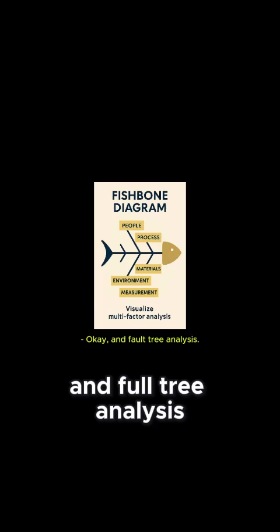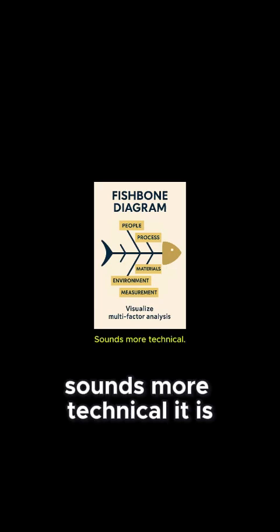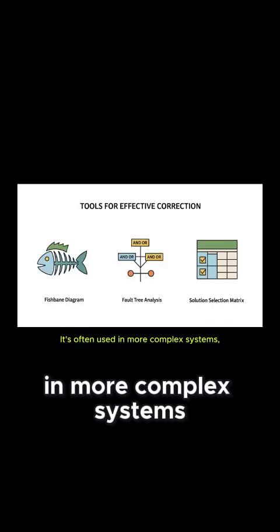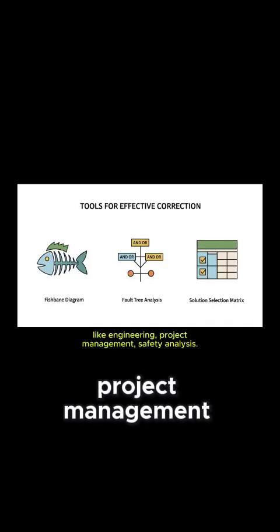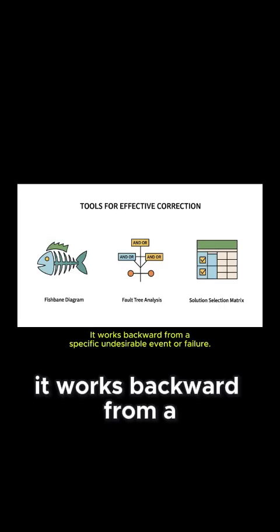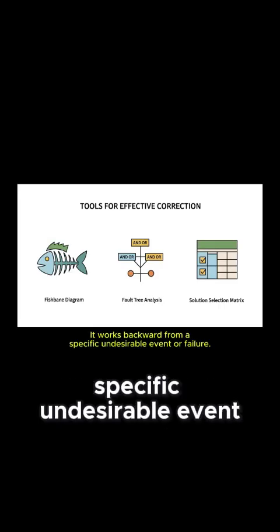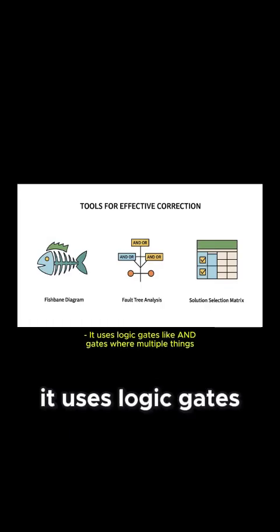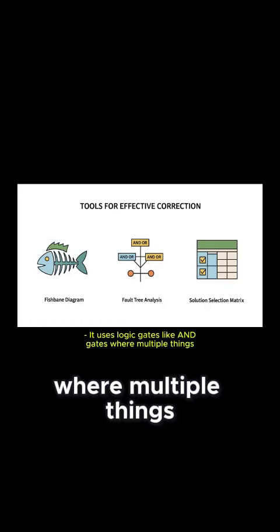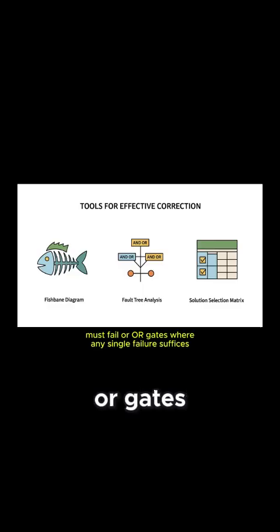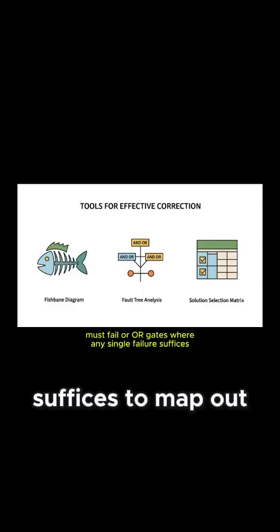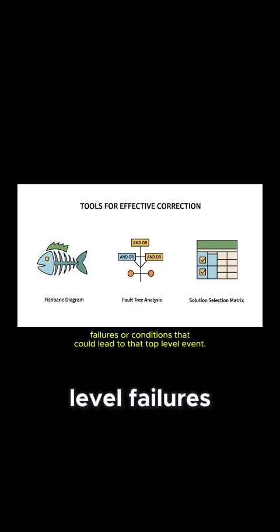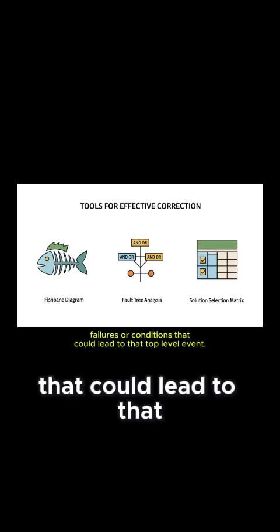Okay, and fault tree analysis. Sounds more technical. It is a bit more quantitative, yeah. It's often used in more complex systems like engineering, project management, safety analysis. It works backward from a specific undesirable event or failure. How does it work? It uses logic gates like AND gates, where multiple things must fail, or OR gates, where any single failure suffices, to map out all the possible combinations of lower level failures or conditions that could lead to that top level event.